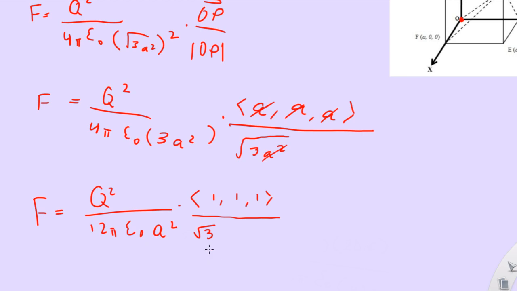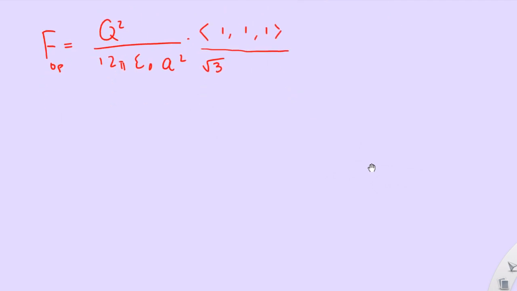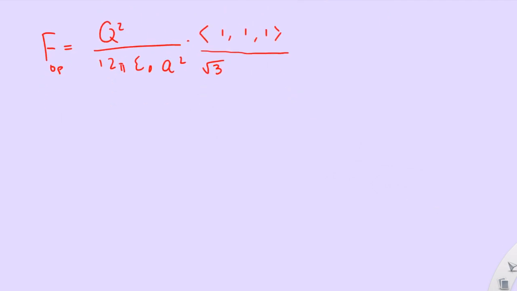So that would be, let me label this correctly, this would be FOP. That's only one of the forces. You're going to have 7 total forces. So you have to do this 7 times. This problem sucks. So let's go ahead and do one more just to show you the ropes of it.